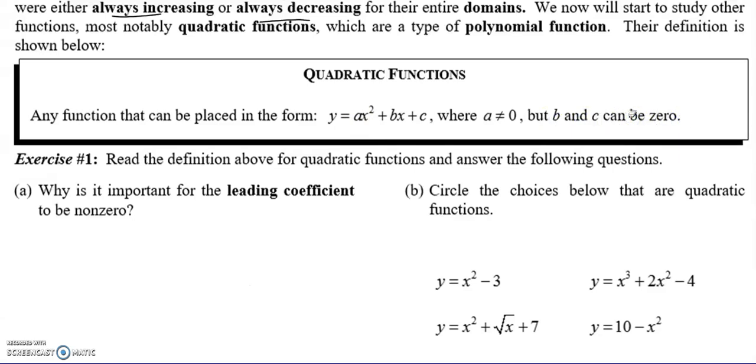So that leads to our first question. It says, why is it important for the leading coefficient to be non-zero? So can you explain why this can't be 0? See if you can write something right here for part A.